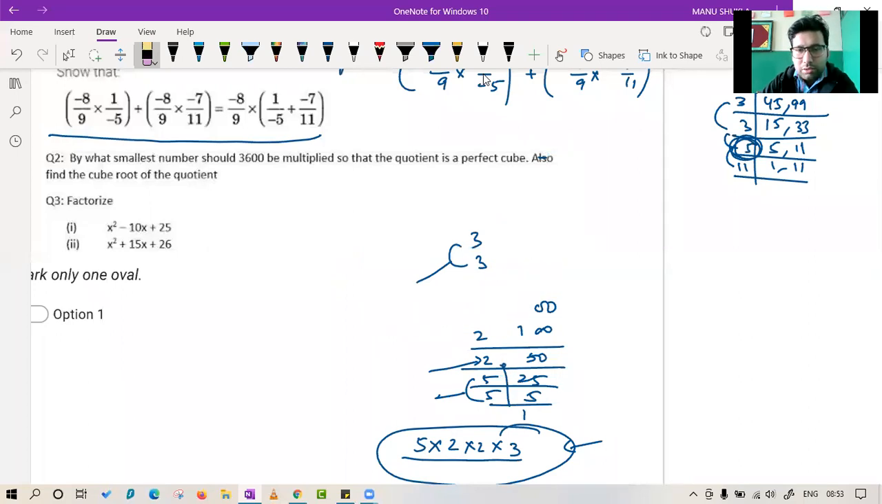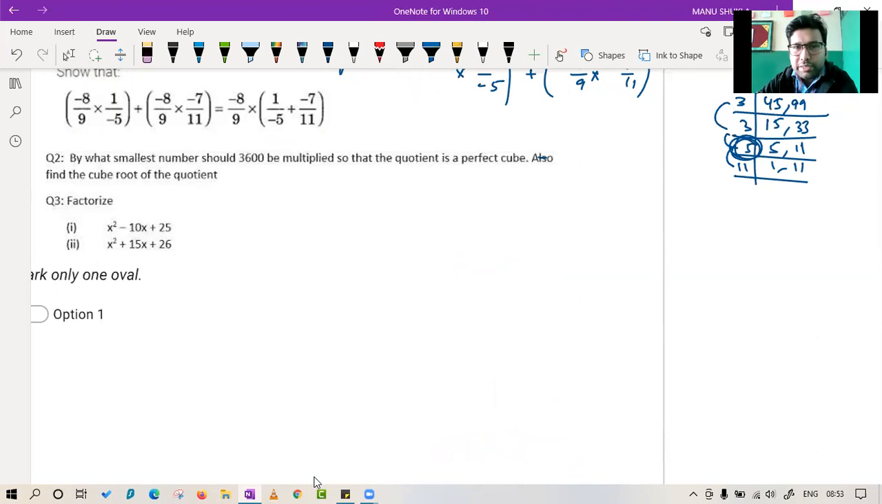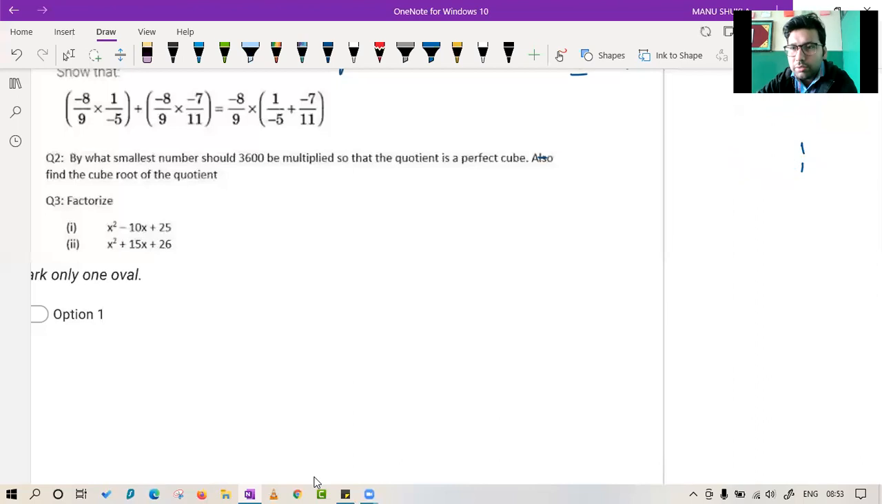Prisha, are you there? Because you had doubt in this middle term splitting. Prisha, please confirm. Prisha, are you there? Please pay more attention because you had doubts in this middle term splitting.